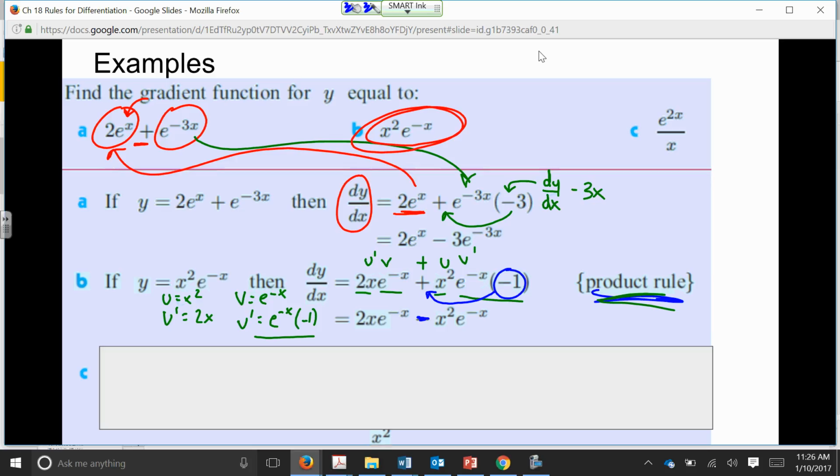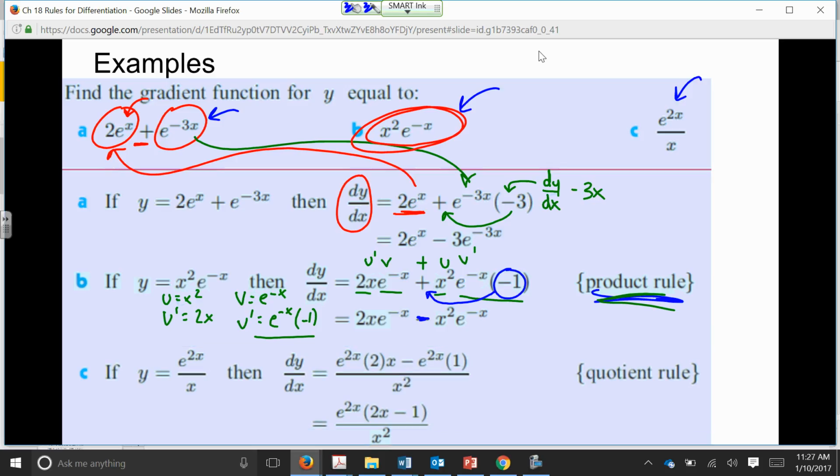So let's see. In the first one, we just used our addition rule. In B, we used the product rule, and here in C, we see we have a quotient, so we're going to be using the quotient rule. All right. So if we go ahead, let's see. We can say that u equals e to the 2x. So u prime is going to be e to the 2x times the derivative of the exponent, which is just 2. We have v is x, and therefore v prime is equal to 1. So using the quotient rule, which says u prime times v minus u times v prime all over v squared, we're just plugging in.